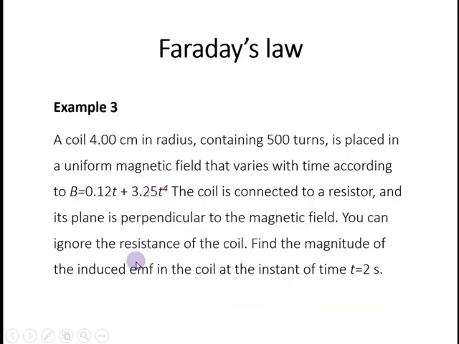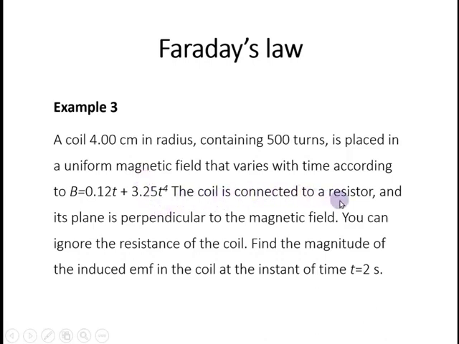This is our third tutorial question. There is a coil and it has a radius. Be careful, this one is the radius of the coil, and it contains 500 turns. It is placed in a uniform magnetic field. Uniform in the sense that the magnetic field lines are parallel, but the magnetic field strength is changing according to this formula. It is dependent on time. So depending on the time, we will be able to calculate the strength of the magnetic field. It is uniform in the sense that it is parallel. The lines are evenly spaced.